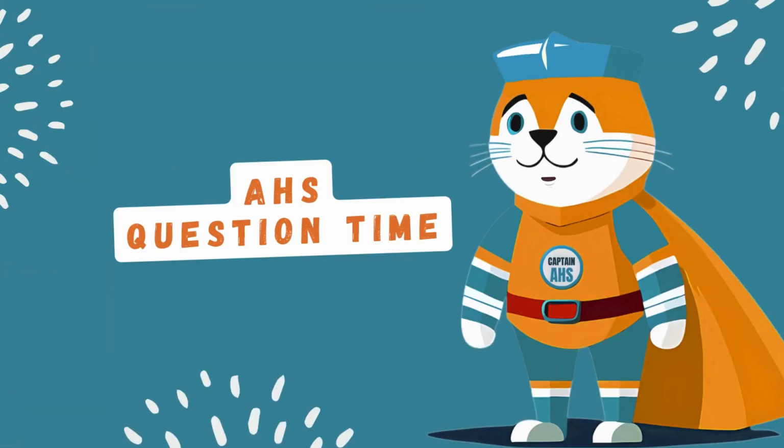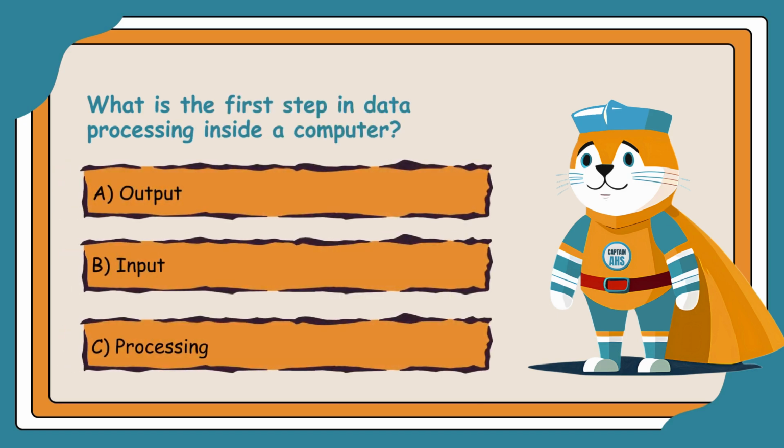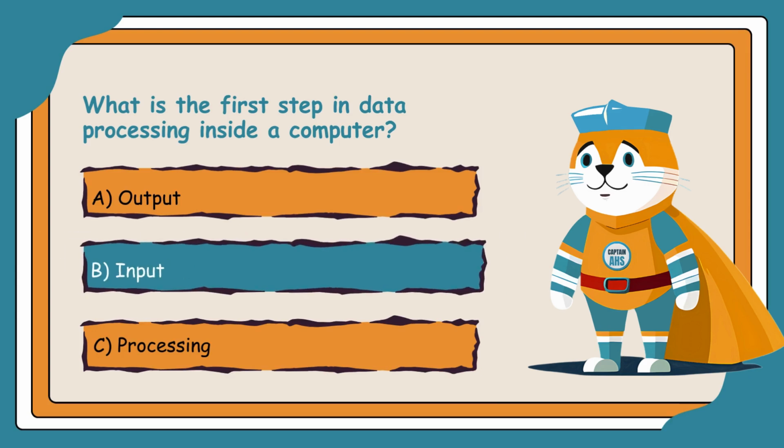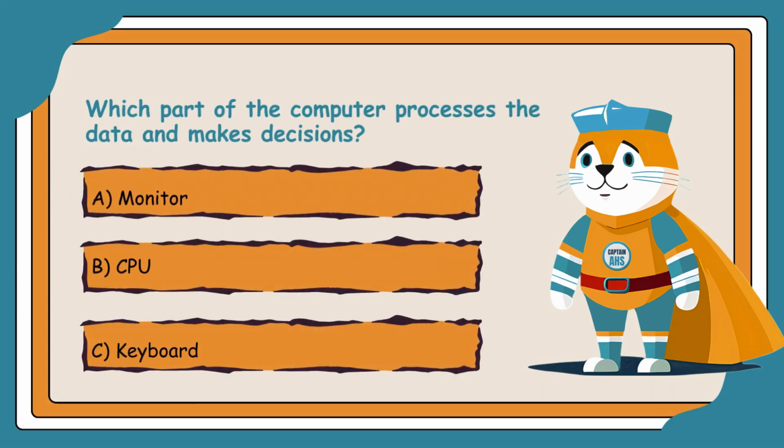It's time for the quiz. What is the first step in data processing inside a computer? Option A, output. Option B, input. Option C, processing. Option B, input.